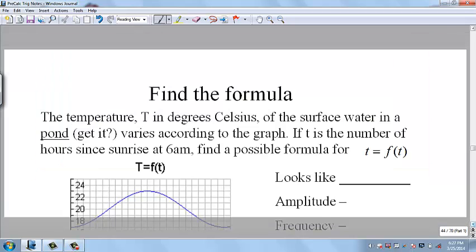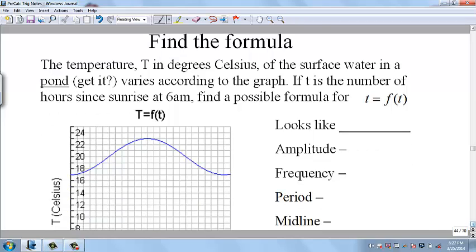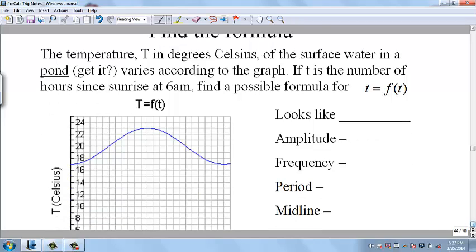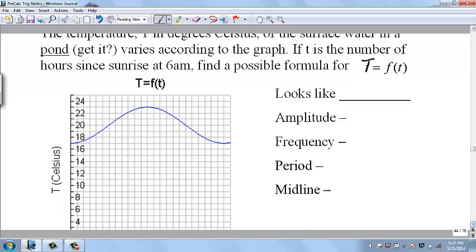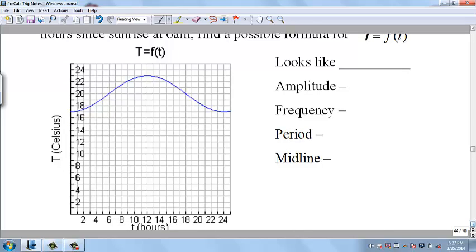Now I want to find a formula here that's been shifted but not horizontally. We're starting to get into word problems now so that you can look at stuff like this and be able to come up with an equation. That's what we're going to practice some today in class, an equation that actually means something in the real world. So I have the temperature T in degrees Celsius of the surface of water in a pond. It varies according to this graph. If t is the number of hours since sunrise at 6 a.m., find a formula for T equals F of t. And this should be capitalized. So T is in Celsius, which is temperature, and the little t is in hours.